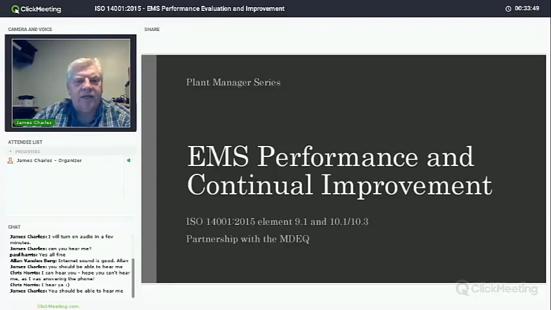This particular presentation, we're going to focus on elements, basically 9.0 and 10.0, for EMS performance evaluation and EMS improvement. And the good news is, since the previous installment of this presentation, we've had a chance to go through a number of different upgrade audits, and we're starting to get a little bit better flavor for how some of these registration auditors are going to interpret some of these requirements. So hopefully we can give you some pearls of wisdom and get you ready for your upgrade audit.